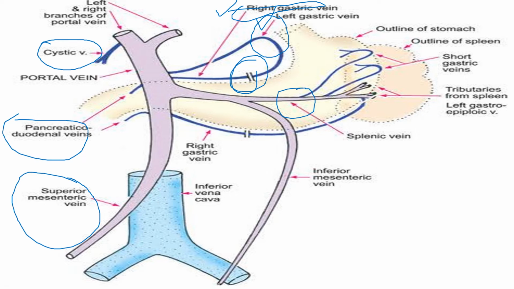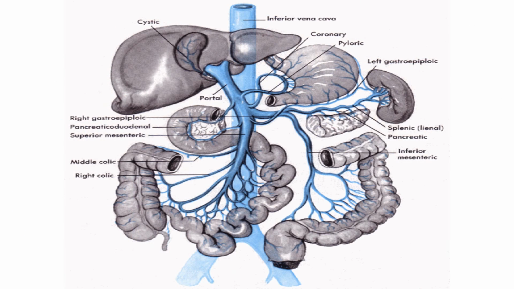Now, let us see. This is the same diagram which is showing the tributaries of the portal vein. It is showing the things in a better way, the relations and all, but this is one and the same diagram.